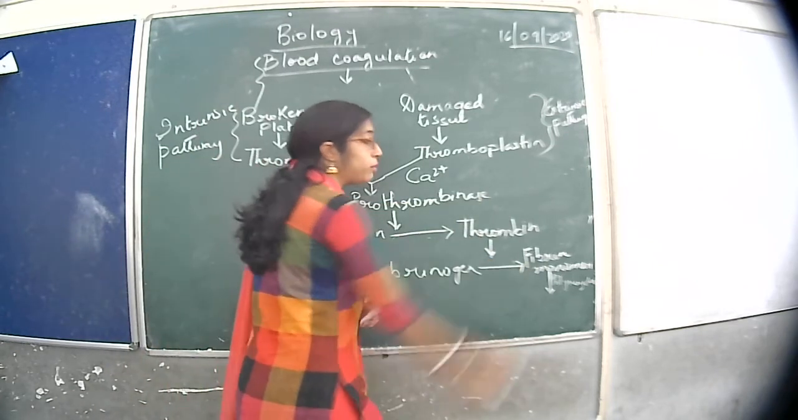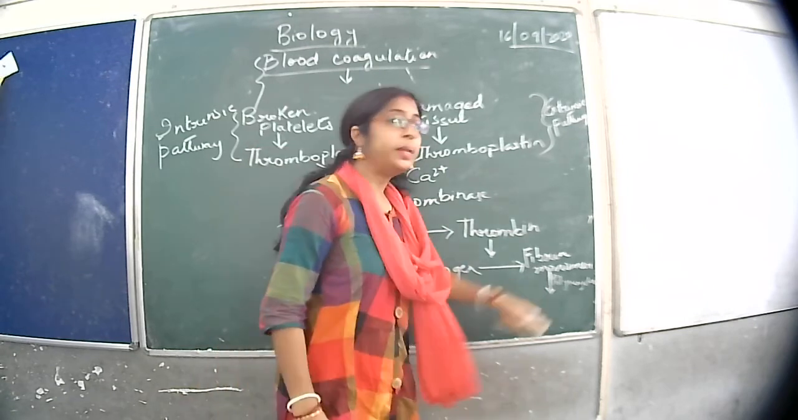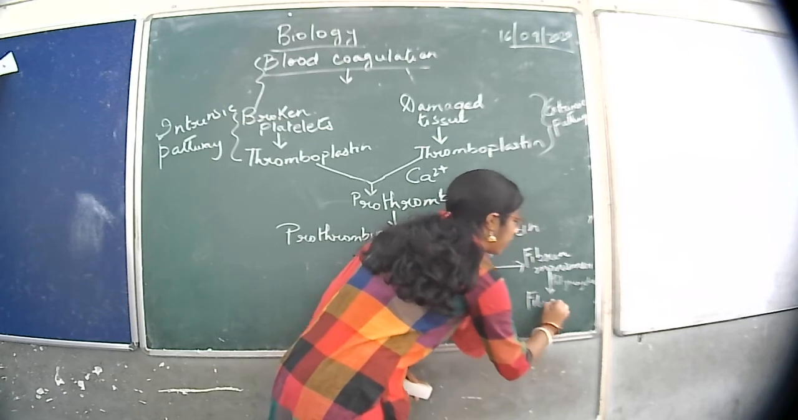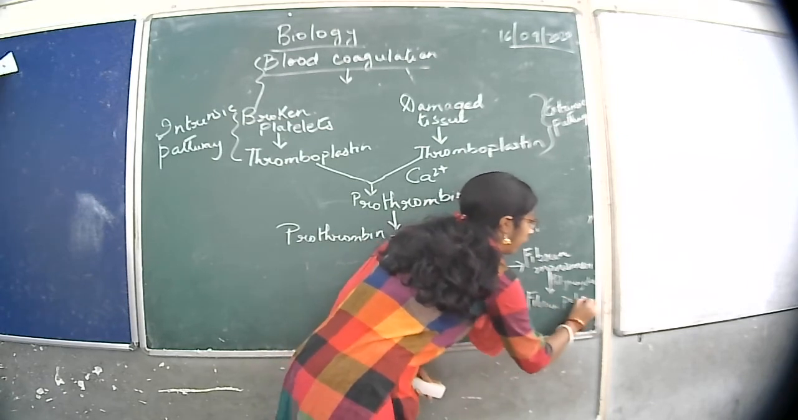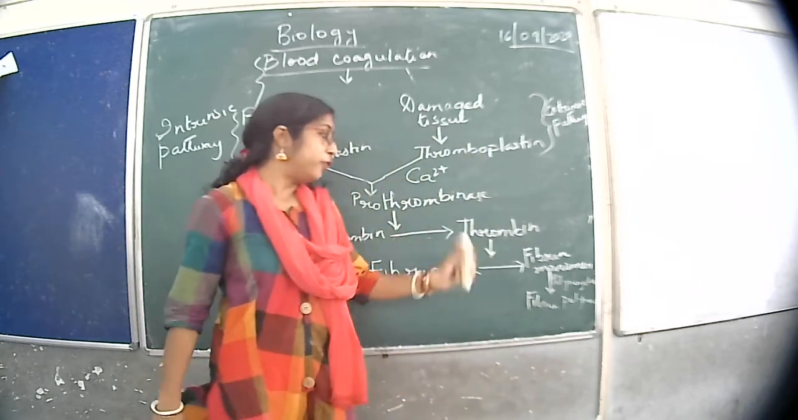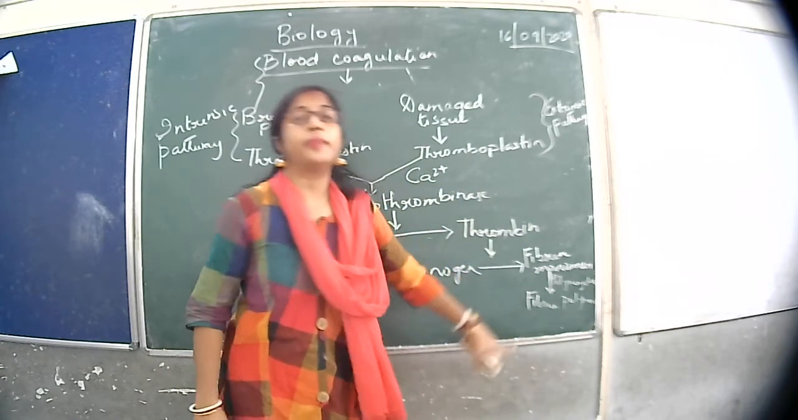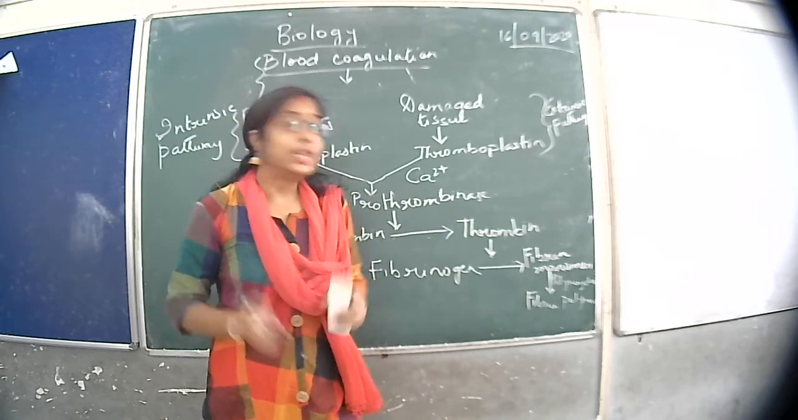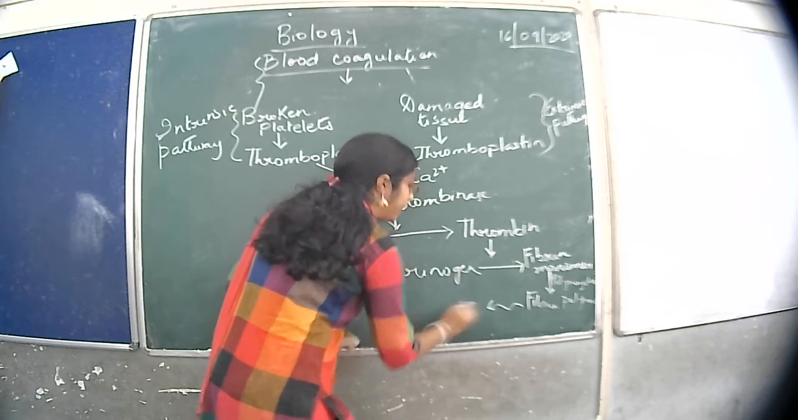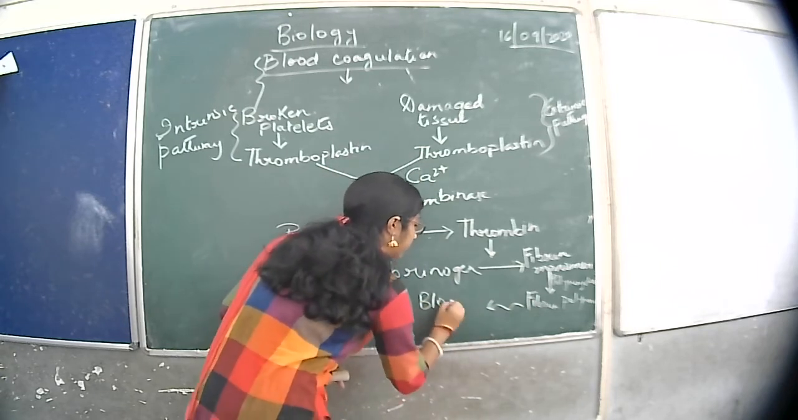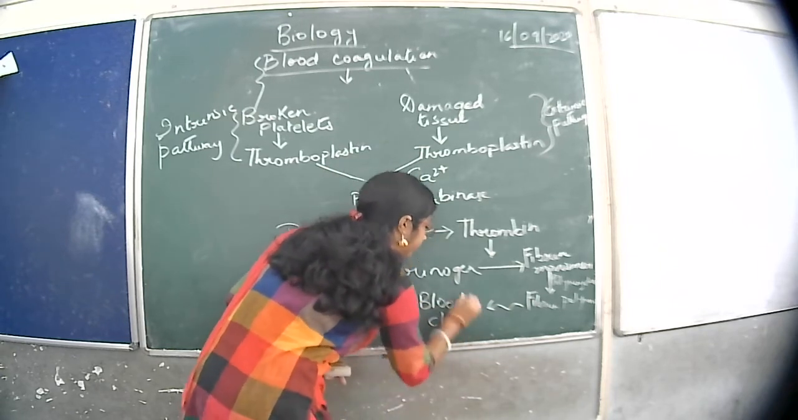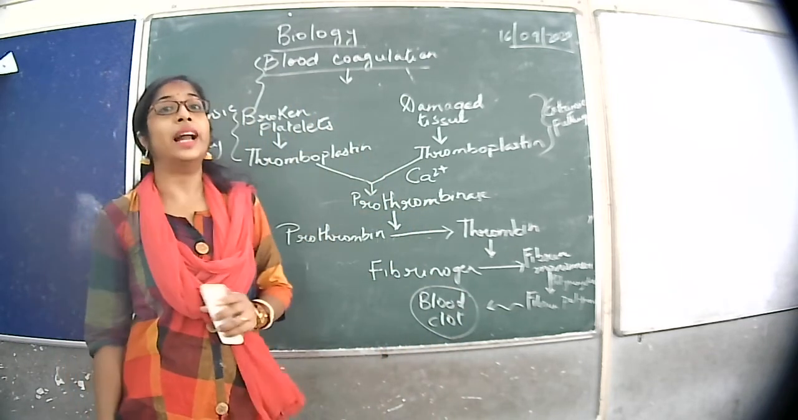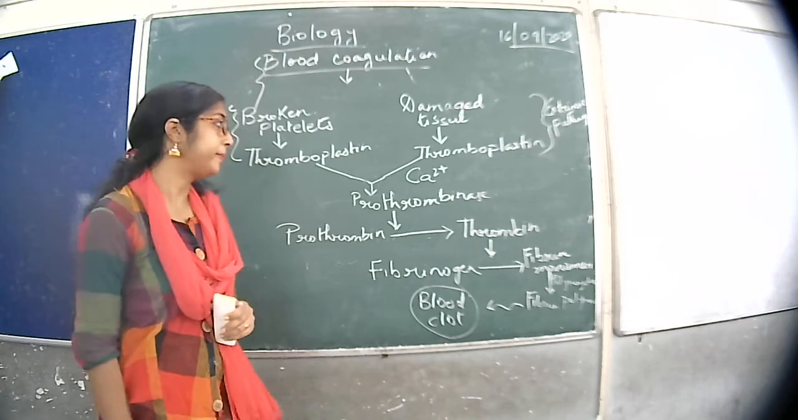Now, this fibrin monomer undergoes polymerization to form fibrin polymer. And after it is converted to fibrin polymer, a thread-like network appears, and this results in the formation of a blood clot. This is the entire process that happens during blood coagulation. Fine.